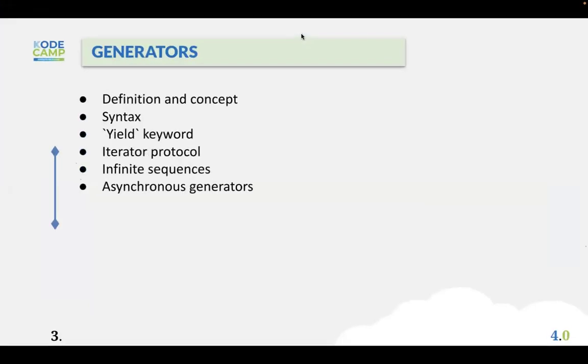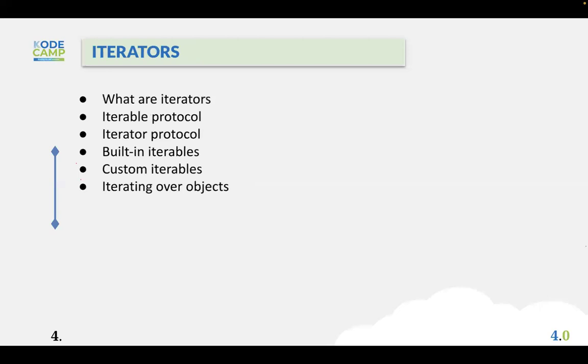Okay. So moving forward, we're actually done with generators. We now know how generator functions work, what the keyword does, how they are implemented using the iterator protocol under the hood, how we can use them to implement infinite sequences, and how we can use asynchronous generators to manipulate data, fetch data from APIs, and do other asynchronous activities. So now let's move on to iterators. Under iterators, we'll be looking at the iterable protocol, the iterator protocol, the built-in iterables, the custom iterables, and we'll also see how to iterate over objects.